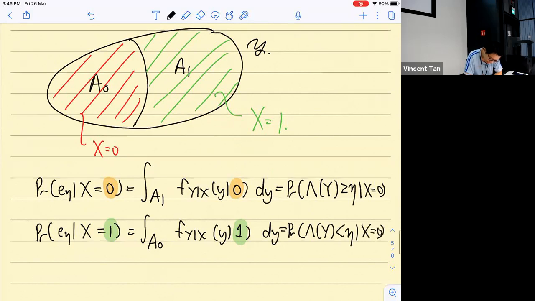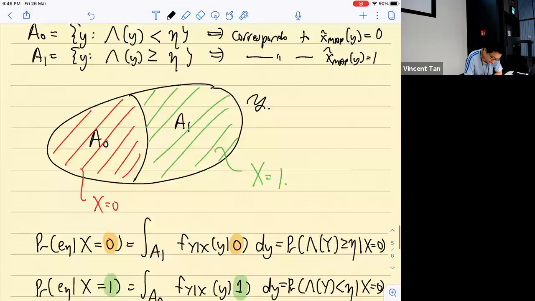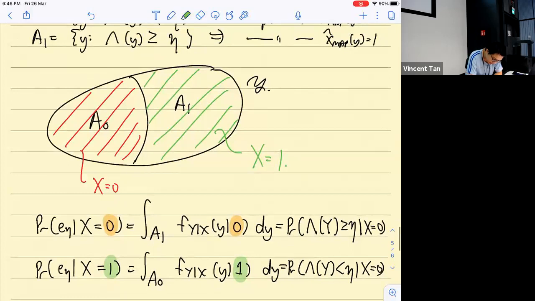Why is this so? We are integrating over A1, and A1 is this region here where the likelihood ratio is bigger than eta. So we are integrating over this region. That's A1, and that corresponds to exactly this event here: likelihood ratio bigger than eta. We need to put capital Y here because this is a random variable inside the probability. But the state of the world is x equals 0.